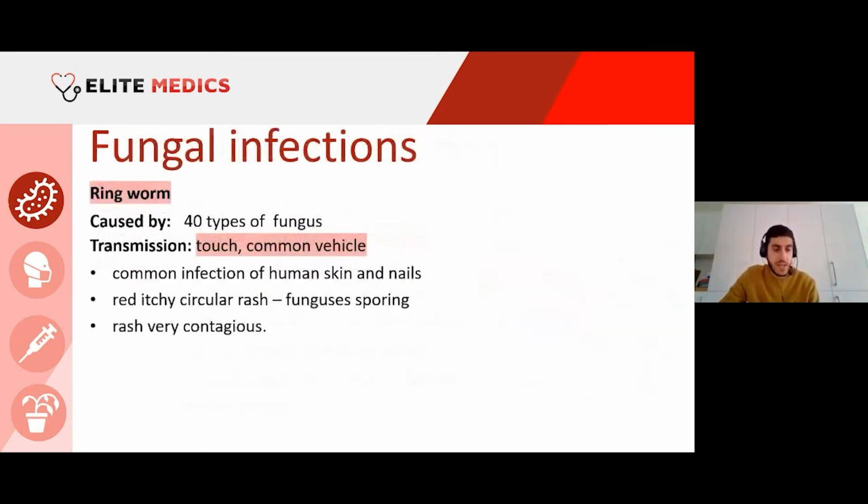Fungal infections, so things like ringworm are common. I mentioned ringworm, athlete's foot is a good example of that. Or another common one is, what's it called? Tinea. It's a certain type of tinea, but it's the one you get on your toenails, so a fungal nail infection. That's common to see. So that's via touch. So it's a common infection of human skin and nails. You might get a rash, and fungus is sporing from that, and that rash could become very contagious.